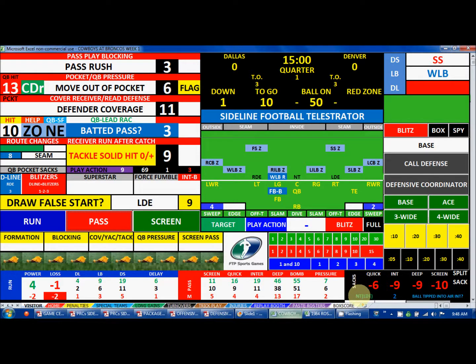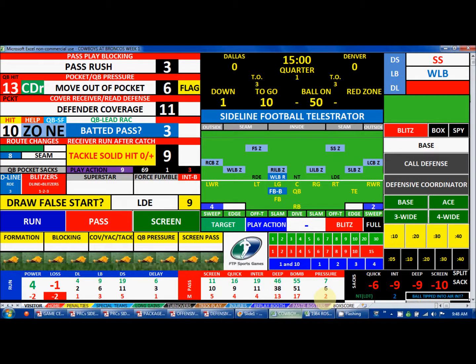You look down here. That's the player who's going to try and bat the pass away. Nose tackle in a 3-4, left defensive tackle if it's a 4-3. This is the number to check to see if he's able to do it or not. Each player is rated either nothing or 1 through 10 on batting or tipping a pass into the air. That's pretty low. So maybe the nose tackle is able to bat or tip the ball. And this tells you the scenario.